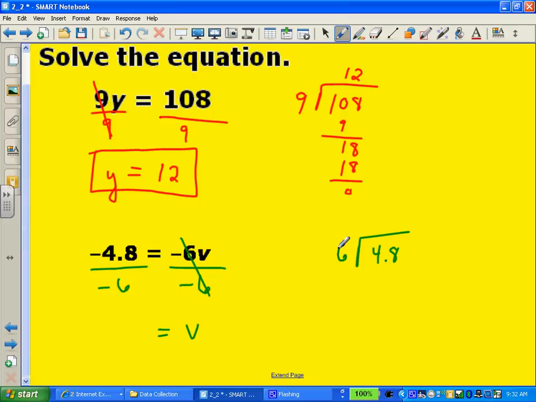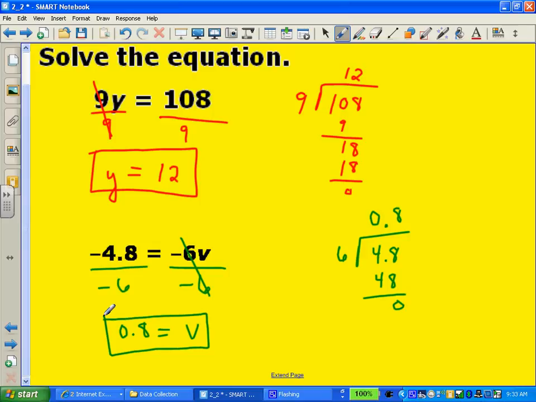Now again, if I don't know what that is, I'll do a little division. Now hopefully you know that since they're both negative, my answer is going to be positive. Now remember, with division, the decimal point comes straight up top. And then, let's see, 6 doesn't go into 4, so I'm going to put a 0 there. 6 does go into 48 8 times. And that works out even, so my answer is just 0.8. And it's positive because it's a negative divided by a negative.